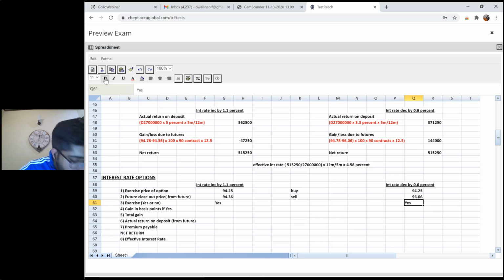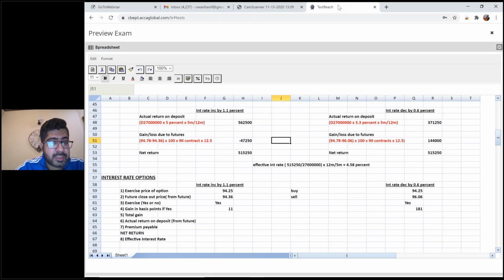Then you need to write gain in basis points if yes. The gain is 94.36 minus 94.25, 0.11. So 0.11 means 11 basis points. And here the gain in basis points is 96.06 minus 94.25, 1.81. That is 1.81%, so 181 basis points. I'm about to end this options as well, but please pay attention to these 4 steps. And if you have any questions, please ask. First thing, exercise price of option. I'm taking the first exercise price. Second will be discussed tomorrow, or you can try it yourself, but I will discuss it at tomorrow's class starting. So exercise price is 94.25, the first exercise price.